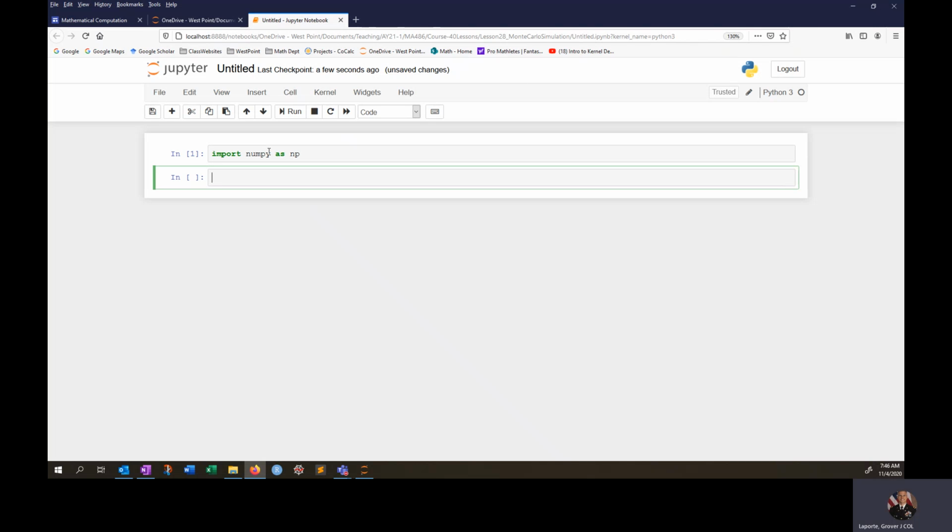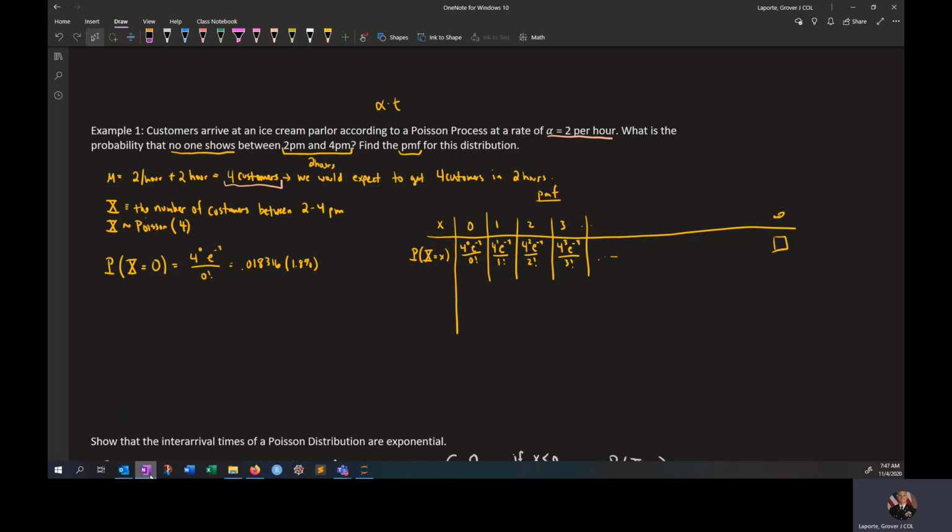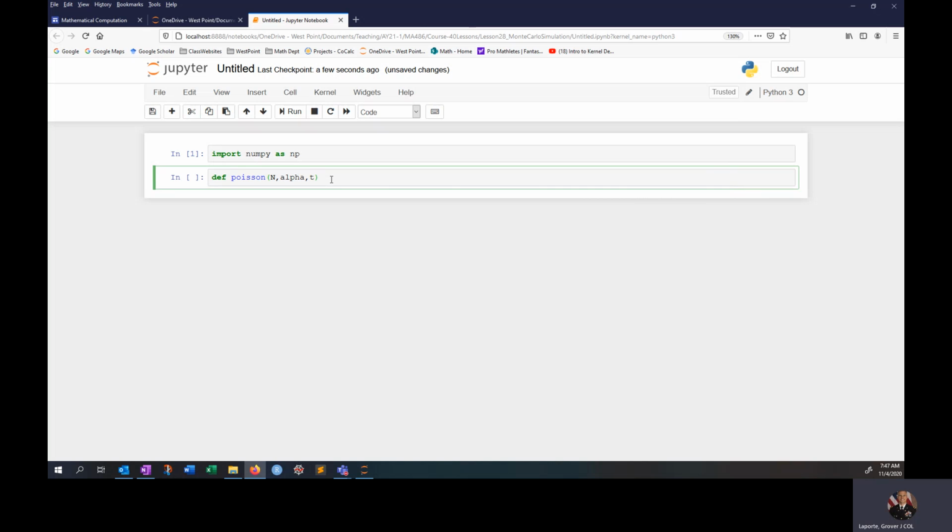And then what do we want to do? I want to write a function that will do exactly this. We're going to call it Poisson. And then what do we need? I need the number, so capital N, maybe alpha, maybe time. Let's see, what else do we need in order to calculate this? So alpha, time, N is the number that we're going to do. Maybe that's all we need.